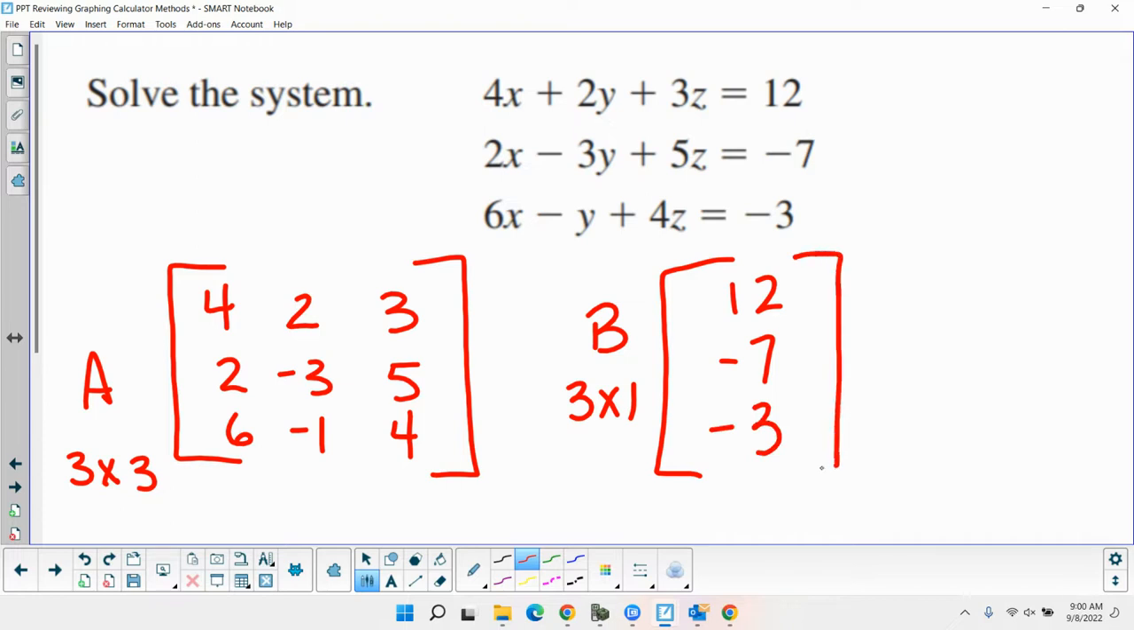Don't forget your negative signs. Remember, when you do this, make sure everything's lined up. So far, everything's been lined up for you, right? Every now and then, they'll try to mess with you and not put them in the right order. So you have to change the order if you have to. Get them in the right order, X, Y, Z.